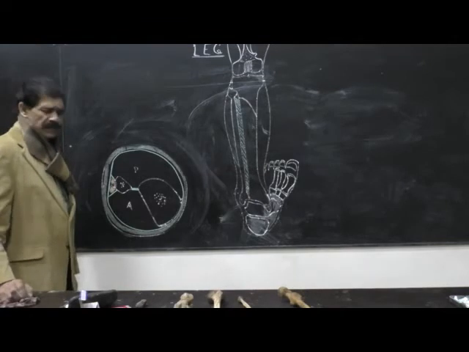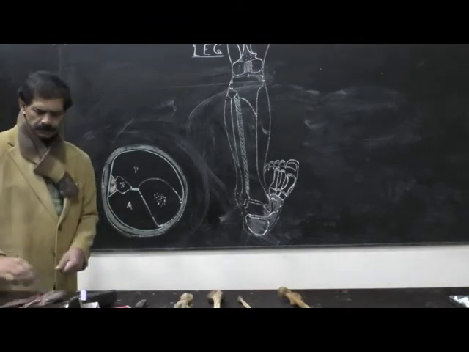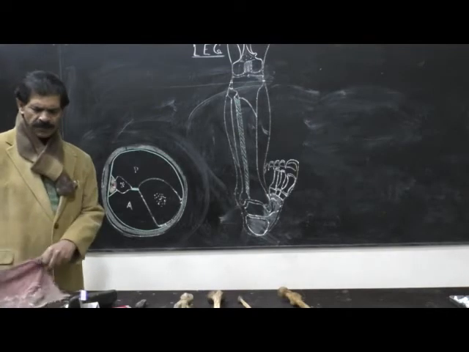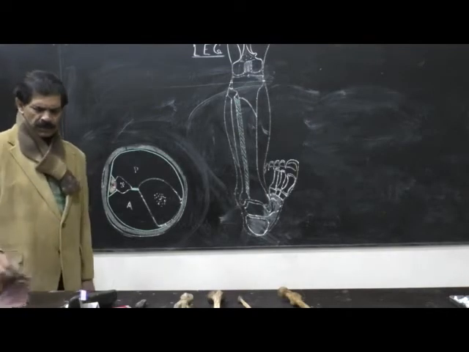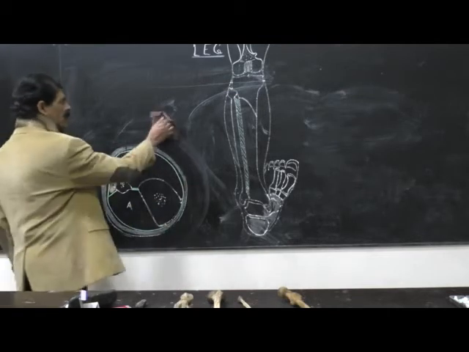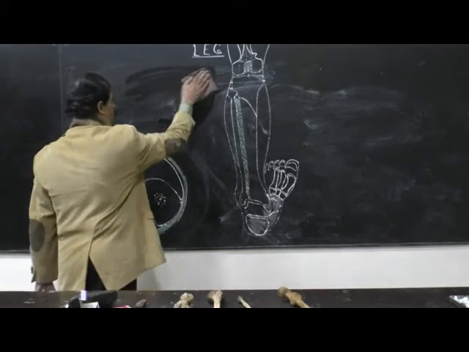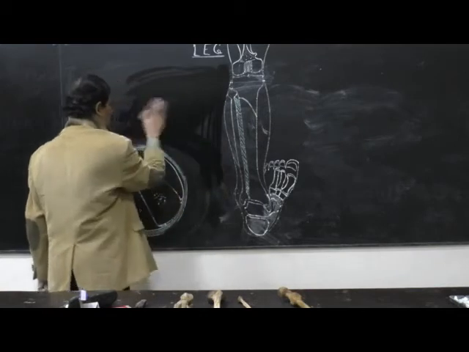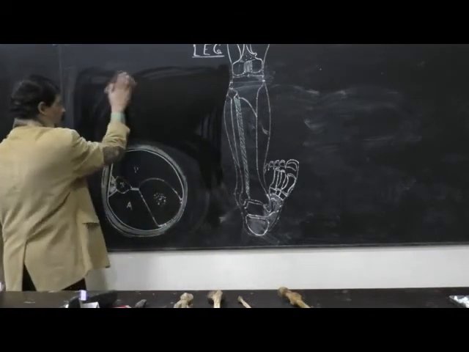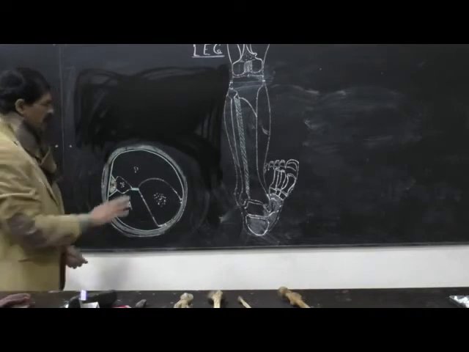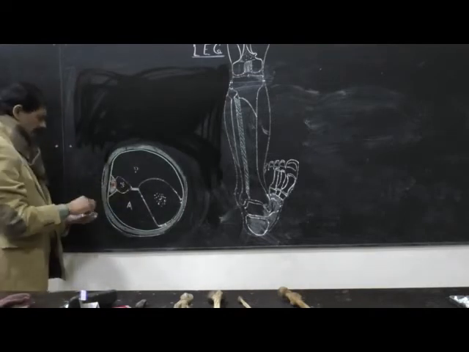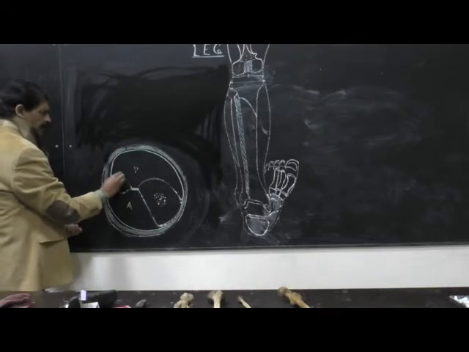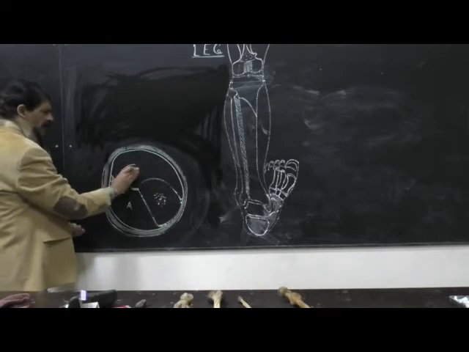Now the muscles of the leg. Like all other compartments we have done, the posterior compartment also has its own muscles, its own artery and its own nerve. But this posterior compartment is divided by a fascial septum into a superficial and a deep compartment.